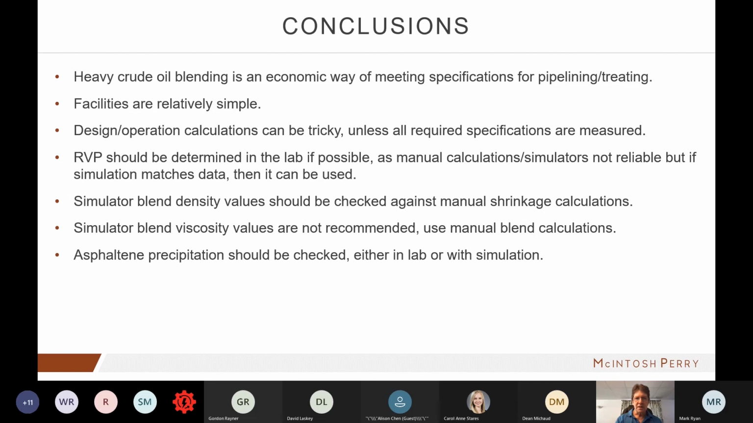Simulator blend viscosity values not recommended. Those blend calculations I showed you are much better. Precipitation, we just talked about that, should be checked. And here's where a simulator will really come in handy, especially if you've got any data, and or some lab work should be done.